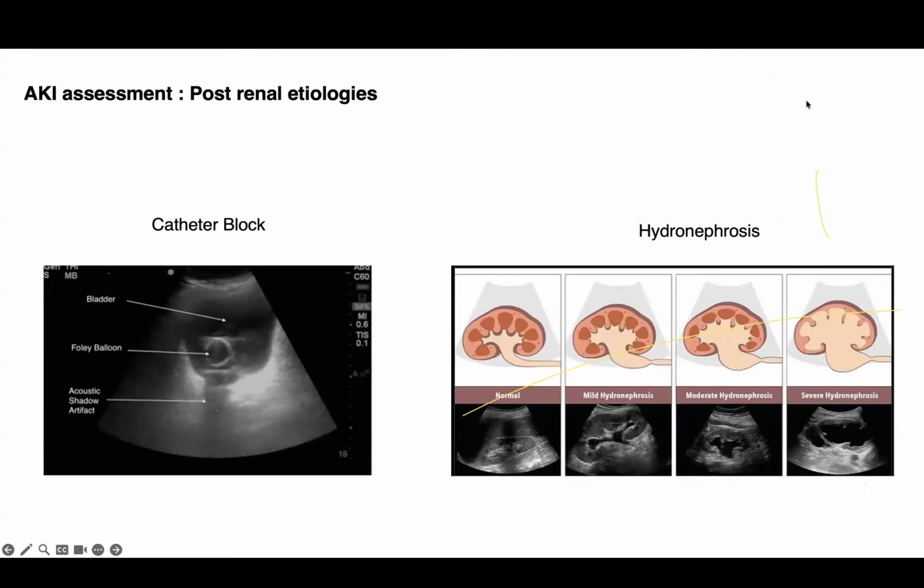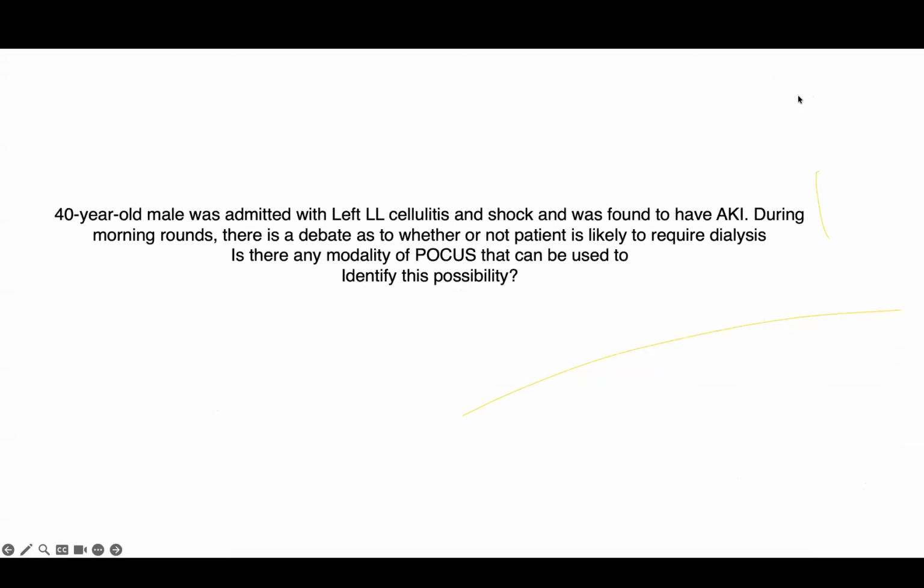So AKI assessment for post-renal etiologies. Here you can see there is a catheter block, and here you can see hydronephrosis that is present. These are just images for your interest. Very unlikely to be asked in exams, but you need to know about it. So this is one area I want you all to know about.